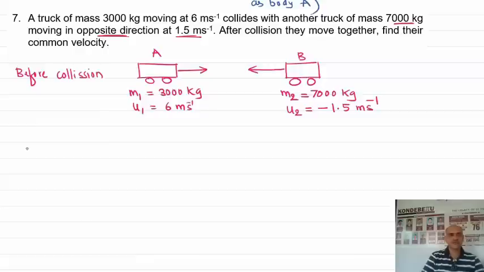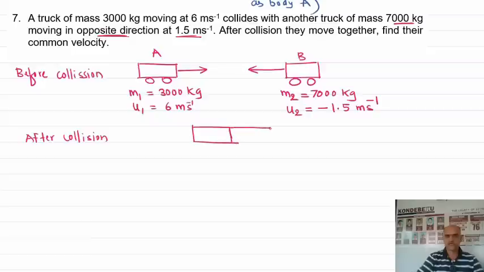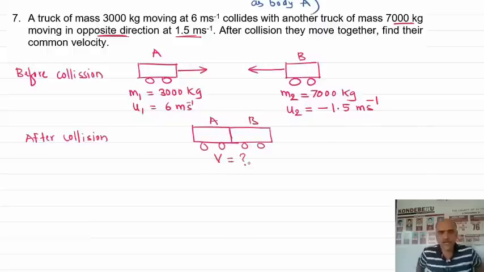After collision they move together, it says. So after collision both the trucks move together. You are required to find their common velocity. So the two trucks collide, both A and B, and they move with common velocity v. You are required to find the value of v. Suppose v is positive, it is moving in the direction of A. If negative, it is moving in the direction of B.